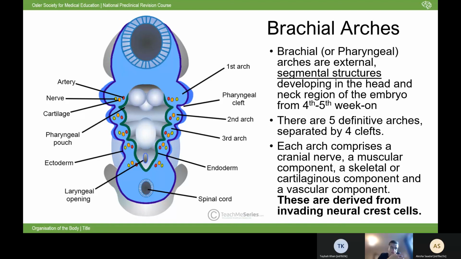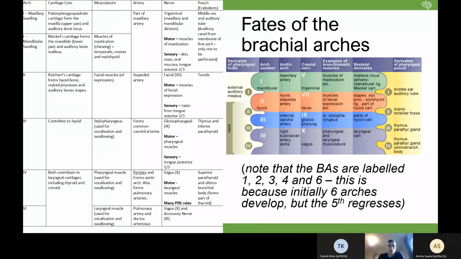So remember, repeating structures. You also get the clefts on the outside, which form important structures like the external auditory meatus, the ear canal, or you can actually get brachial cysts that persist into adulthood, where you get fluid-filled cysts on the side of your neck, corresponding with the remnant pharyngeal or brachial clefts. And yeah, lots of important structures develop from these.